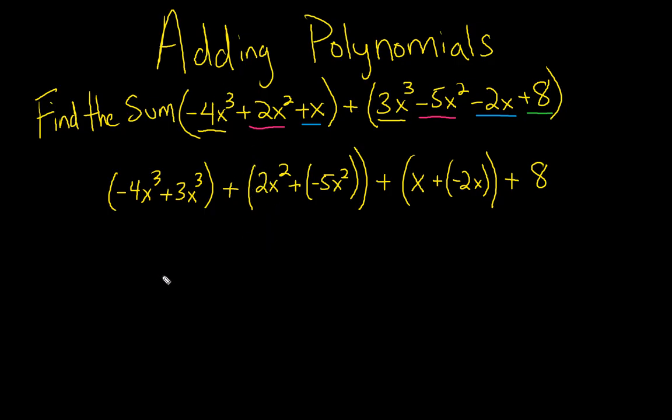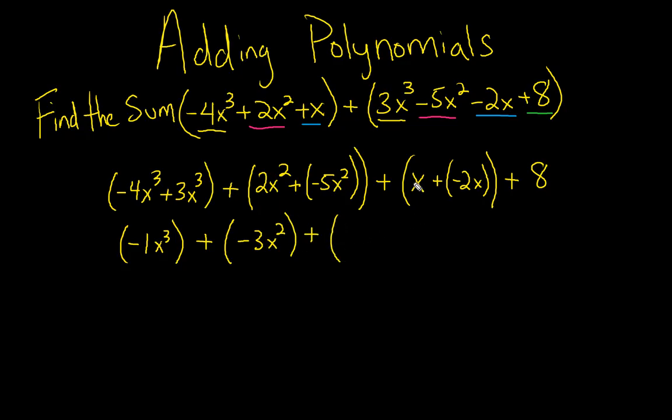From here we are just going to combine our like terms by adding the coefficients together. So here we have negative 4 plus 3, of course that is negative 1, and then our variable and exponent just come along for the ride. Since they are like terms, I'm going to use parentheses again. Here we have a positive 2 plus a negative 5. Well, adding a negative is just the same as subtracting. So really it is 2 minus 5, which gives us a negative 3x squared. That x squared comes along for the ride.